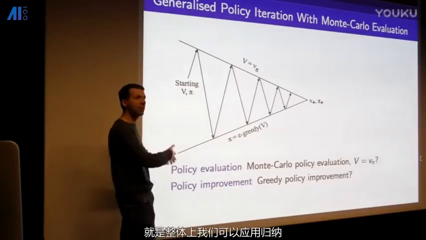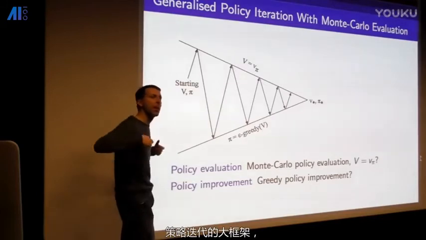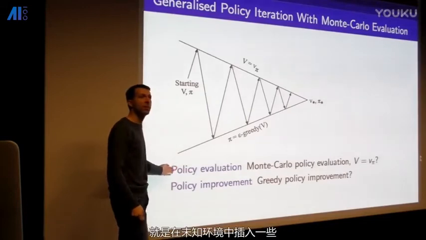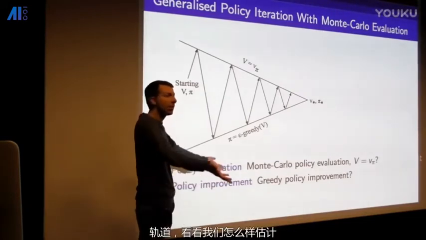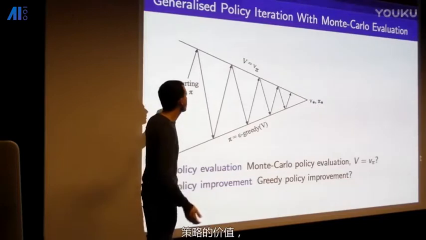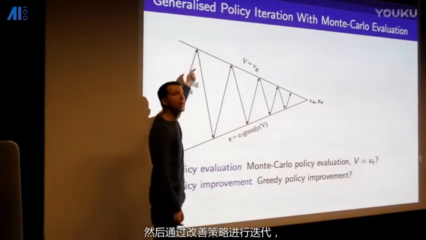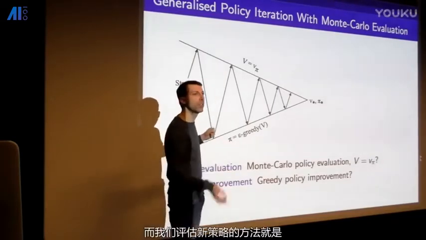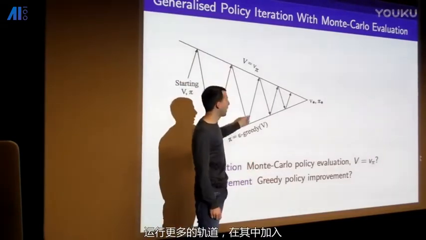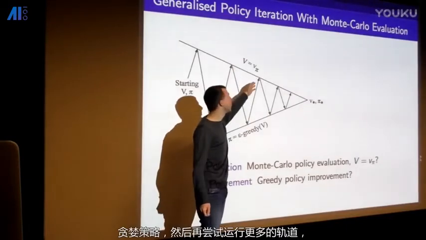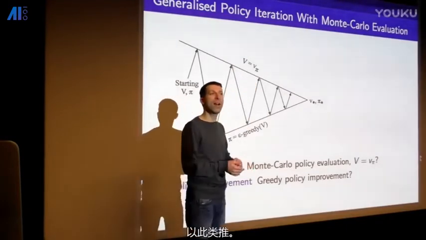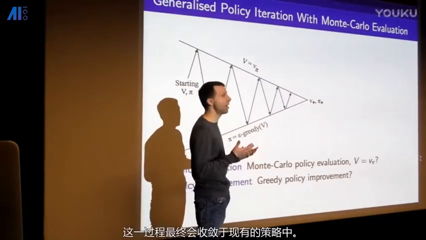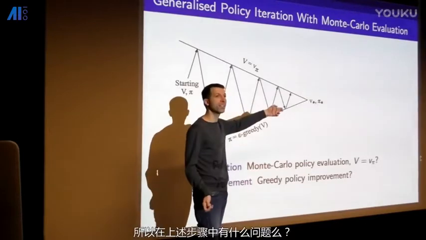That we can take this general policy iteration framework and plug in a model-free step for policy evaluation: just run some trajectories in the unknown environment, see how well we do, and use that to estimate the value of the policy. Then iterate by improving our policy, evaluate the new policy by running some more trajectories, act greedily with respect to that, run some more trajectories, etc. And according to our knowledge of generalized policy iteration, this has to converge on the optimal policy.